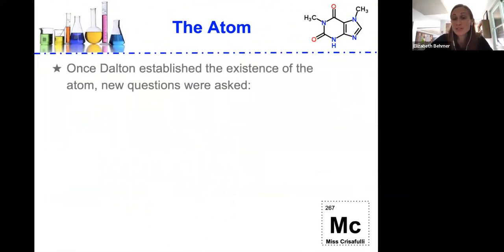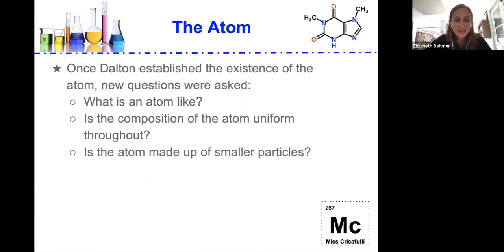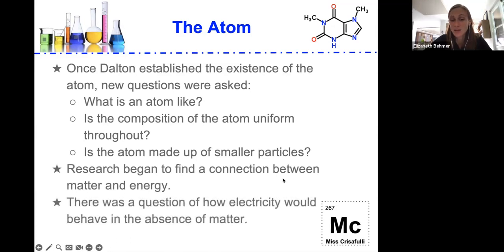Once Dalton established the existence of the atom, new questions were asked, like what is an atom like? Is the composition of the atom uniform throughout? Is the atom made up of smaller particles? And research began to find a connection between matter and energy. There was also a question of how electricity would behave in the absence of matter.